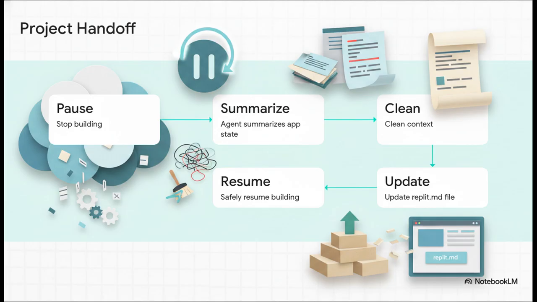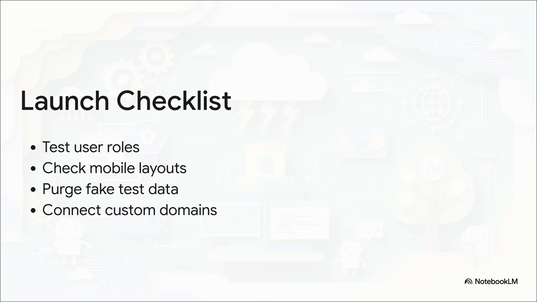It's a game changer. Before you hit publish and actually deploy your app, running through this final checklist is strictly non-negotiable. You literally have to log in and test the app as an admin, a client, and a logged-out guest to ensure all your permissions actually work. You need to check your mobile layouts, completely purge all that fake test data we talked about earlier, and cleanly connect your custom domains so your app has a slick, professional URL.